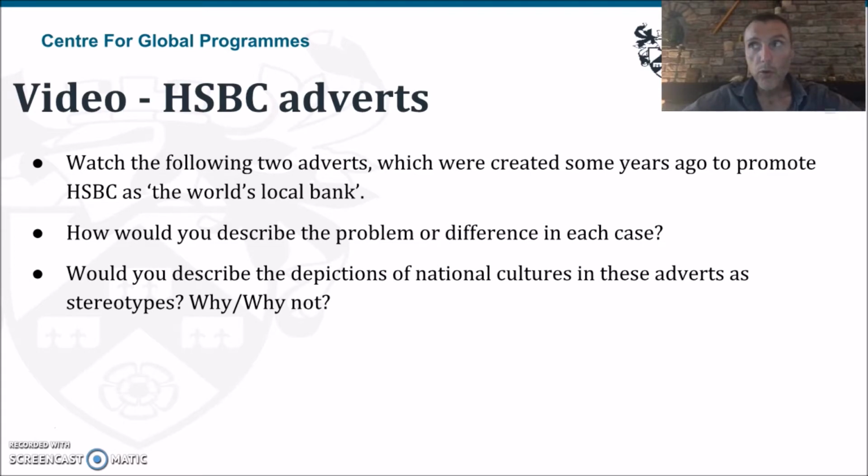Now, these two adverts show people from different cultures interacting, and there's some kind of confusion or possibly offence in each case. And one of the things we want to ask the students is, how would they describe the problem or the difference in each case? And secondly, would they describe the depictions of national cultures in these adverts as stereotypes? Why and why not? Okay. And you'll see the two videos now.